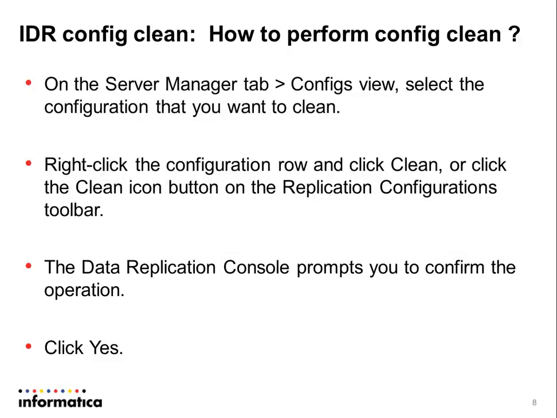Here are the steps that we should go through to perform the config clean. First, click on the Server Manager, then go to the Configs tab, select the configuration that you want to clean, right-click the configuration row and click clean. Or alternatively, you can click the clean icon button on the replication configurations toolbar. The data replication console prompts you to confirm the operation.